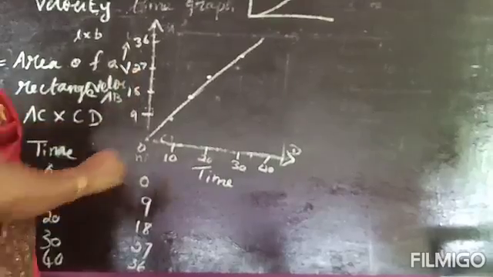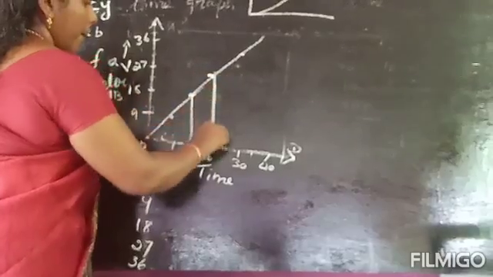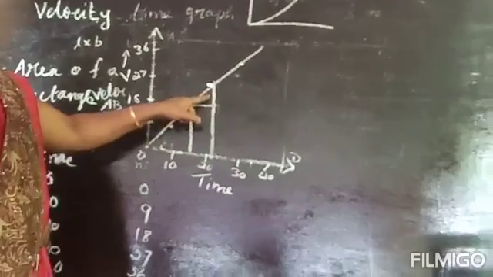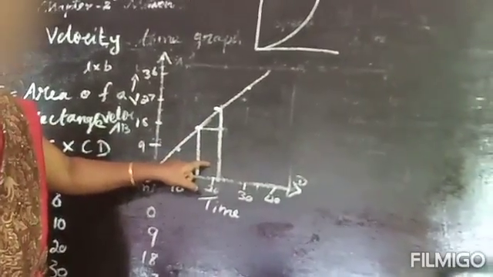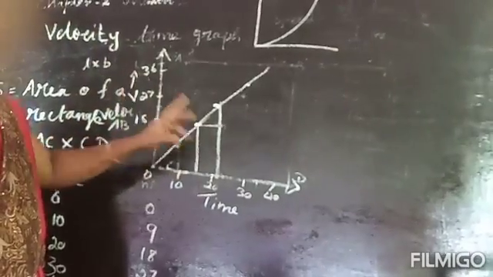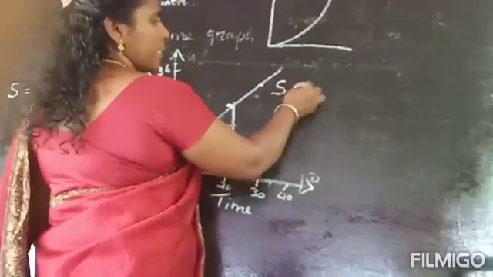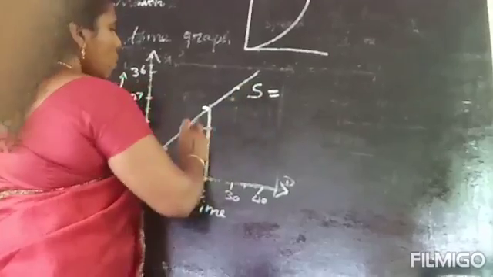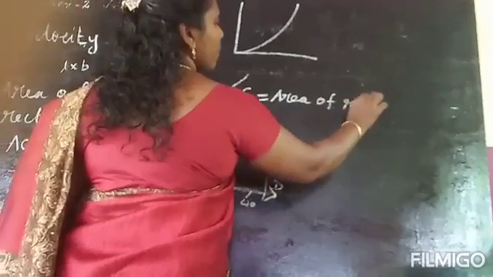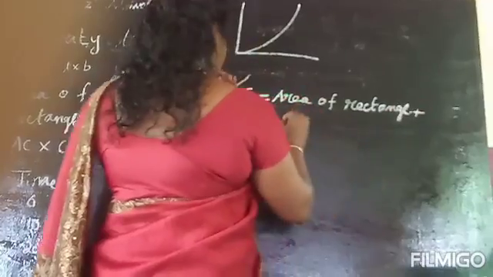Straight line. Then any 2 points taken, we can draw a slope. Suppose this slope. Now here, see, 2 geometrical shapes came. This one triangle and this one rectangle. Already you have learned the formula for a rectangle. All of you know the area of a rectangle. So here the area of a triangle also. If you want to find the distance or displacement, denote the letter S equal to the area of a rectangle plus the area of a triangle.